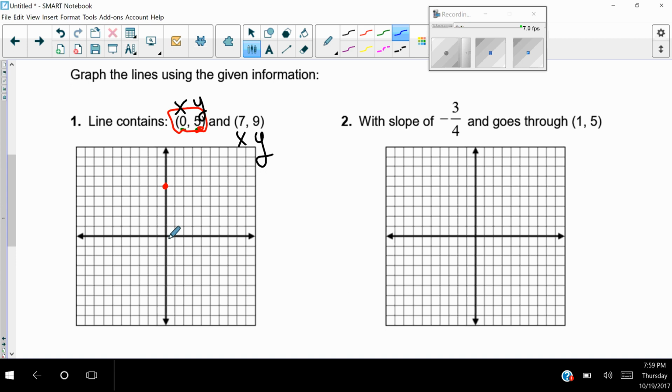(7, 9) means it's positive 7, so I'm going to go to the right 7. 1, 2, 3, 4, 5, 6, 7. And then I'm going to go up 9. 1, 2, 3, 4, 5, 6, 7, 8, 9. And then just connect the dots. Use your ruler. I want you guys to remember to label your axes. This is x and this is y. If you don't label your axes in Algebra 2, I guarantee you'll get it wrong.